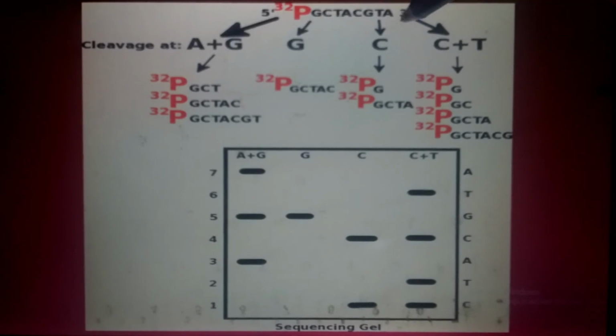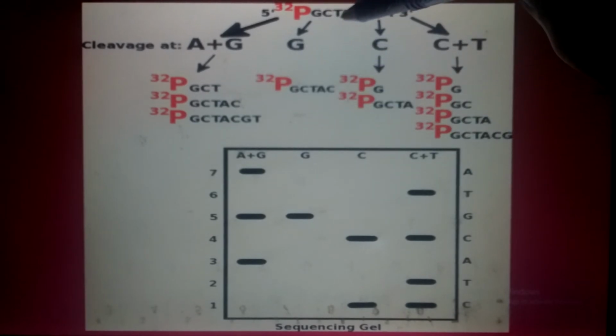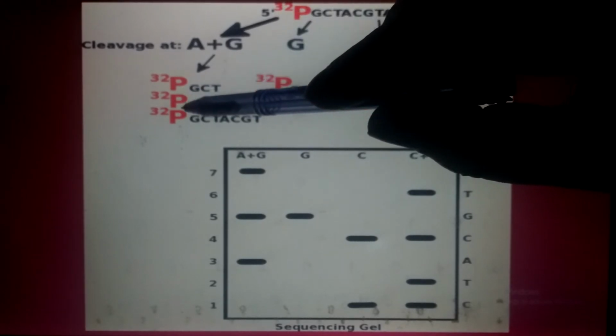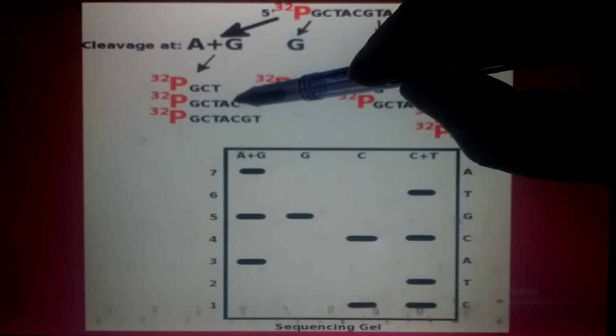No fragment will be produced at this G, but at this G the fragment will be produced with G, C, T, A, C. So the break will occur by the piperidine here. 1, 2, 3, 4, 5. A 5 base fragment will be produced.